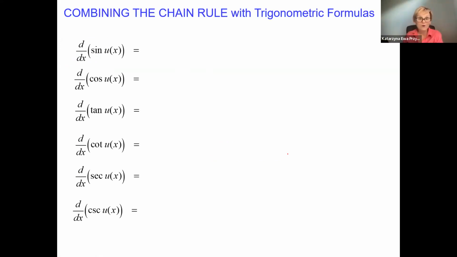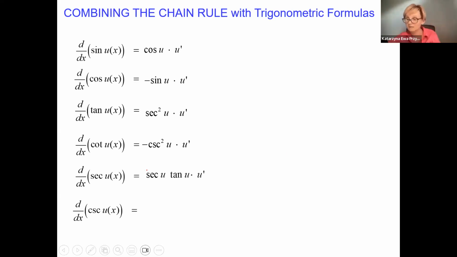Now I also typed all of the trigonometric formulas, but adding the chain rule. So the derivative of sine of u will be cosine of u times u prime. Cosine of u is negative sine of u times u prime, and so on. Secant squared of u times u prime, negative cosecant squared of u times u prime, times the derivative of the inner function, because we don't know what u is, it could be a new function. Secant is secant times tangent, secant of u, tangent of u times u prime, and negative cosecant cotangent u times u prime. Okay, you have to remember.